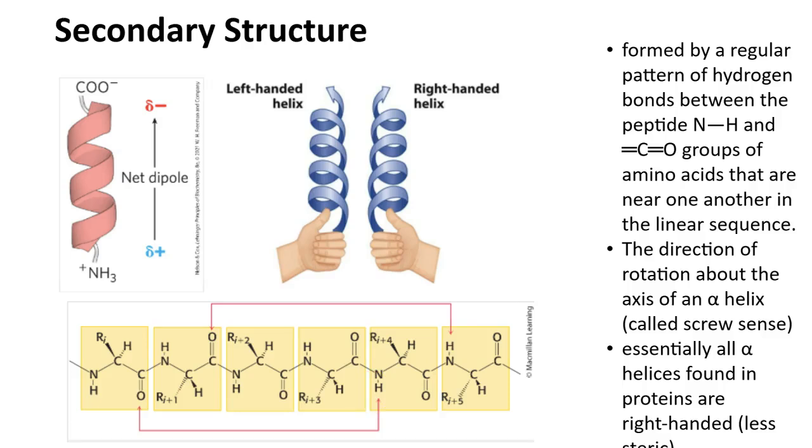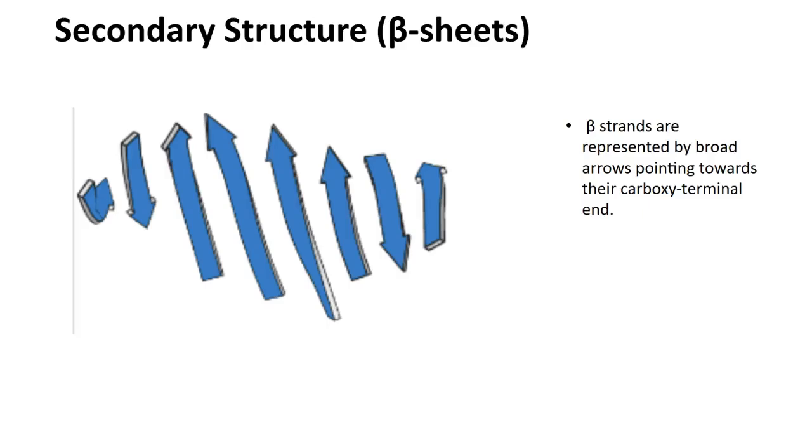The direction of the rotation about the axis of the alpha helix is also called a skew sense. And essentially all alpha helices found in proteins are right-handed, which is less steric. And then, as I mentioned, we also have these beta sheets, which are planar.